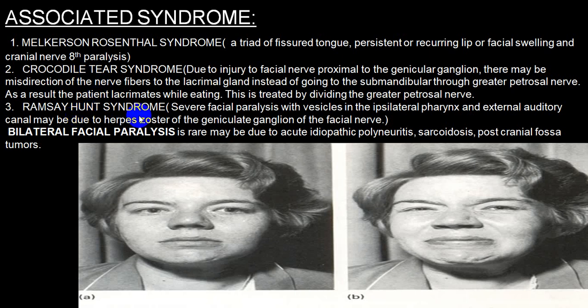Ramsay-Hunt syndrome is a herpes zoster involvement of facial nerve leading to lower motor neuron facial palsy. And very rarely you get a bilateral facial palsy due to idiopathic polyneuropathy, sarcoidosis, or occasionally by posterior cranial fossa tumors. So these are some of the groups which are not included in Bell's palsy.